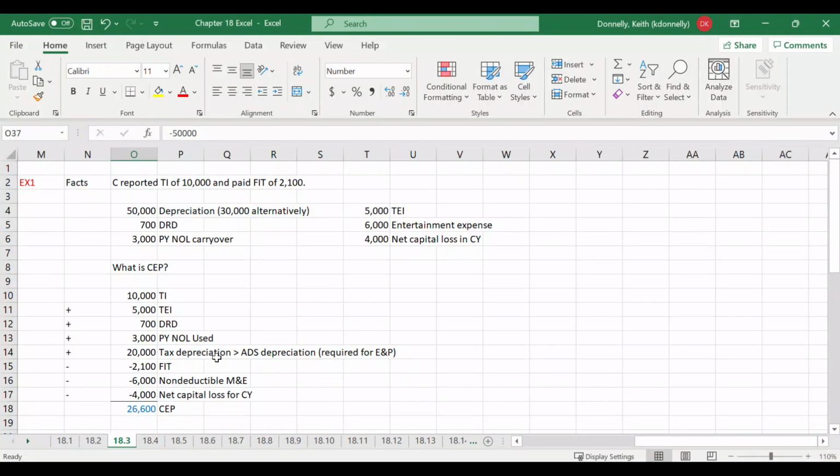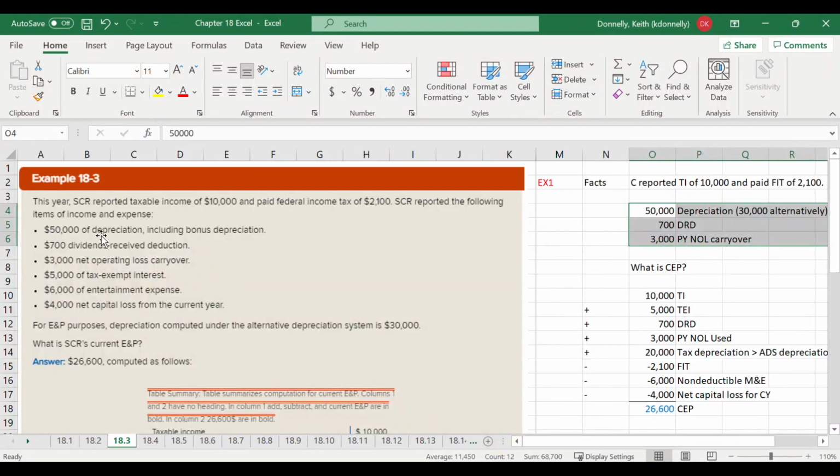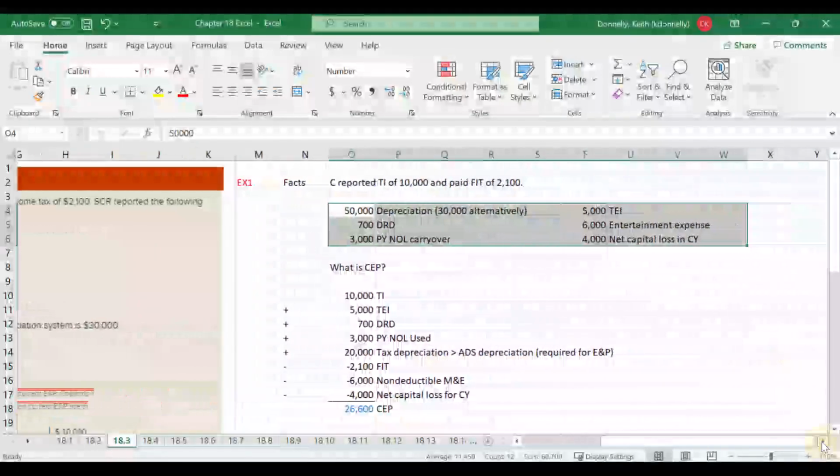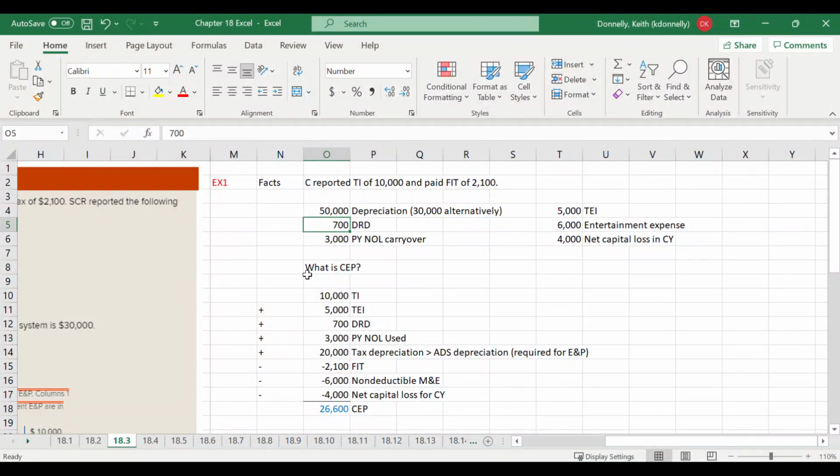So we have a corporation. They reported taxable income of $10,000 and they paid federal income tax of $2,100. Within this amount, they had certain items here that we're going to care about. They're telling us they reported the following items of income expense. So they have $50,000 of depreciation, $700 of a dividend received deduction, $3,000 of a prior year NOL carryover, $5,000 of tax exempt interest, $6,000 of interest expense, and $4,000 of net capital loss carryover.